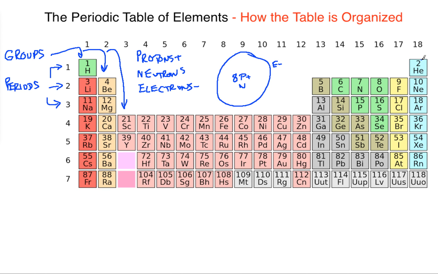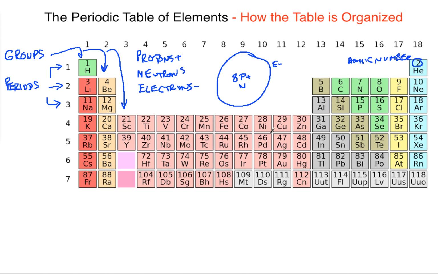And these numbers here are called the atomic numbers. This is the atomic number of helium. The atomic number of helium is 2. The atomic number of aluminum is 13. Aluminum has 13 protons in its nucleus, and it has the atomic number 13. That is what makes an atom a particular element, the number of protons in its nucleus.